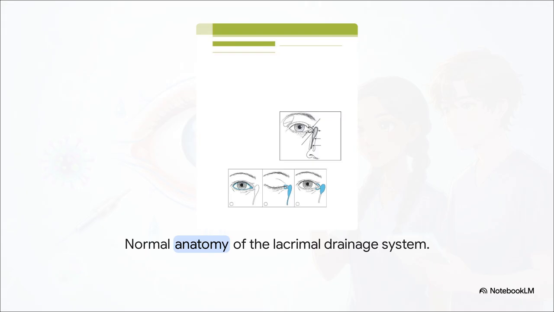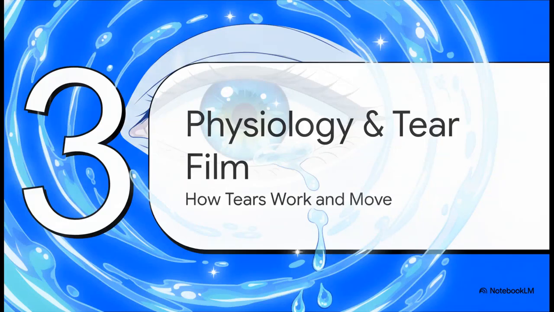And finally, gravity and pressure take over. The fluid drops down the nasolacrimal duct, traveling right through the bone and empties directly into your nose. And hey, this anatomical connection, that is exactly why your nose runs when you cry. It's all connected. Section 3, Physiology and Tear Film. How tears work and move.